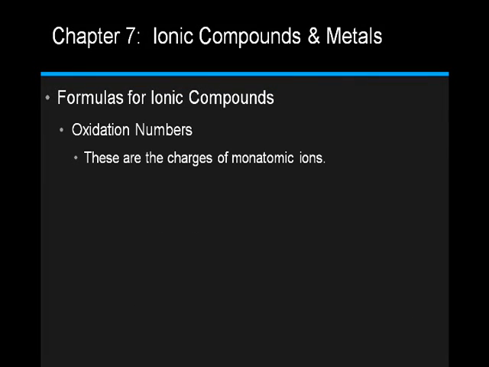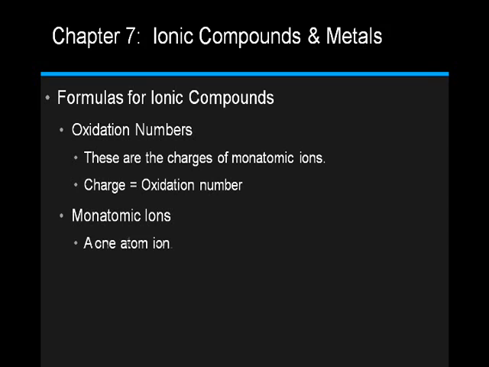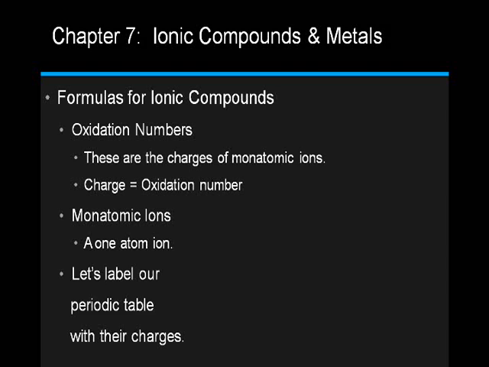Now, oxidation numbers. These are the charges of monatomic ions. So charge equals the oxidation number. They just have two names. Now, monatomic ions are just ions that have one atom only. So when we talked about earlier in an earlier video, when fluorine gains one electron, it becomes a fluoride ion. That would be a monatomic ion because there's just one atom.